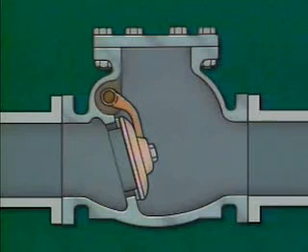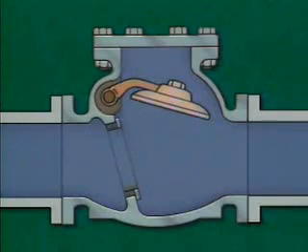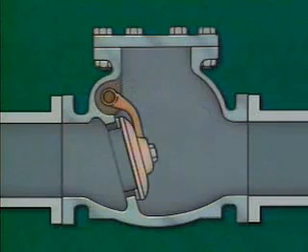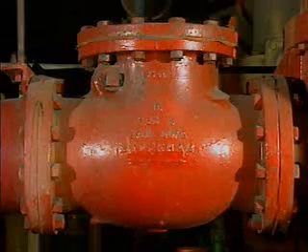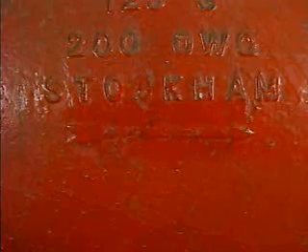A swing check valve, like other check valves, must be installed so that the direction of flow is under the disc. This disc position is necessary to allow fluid flow to raise the disc. It's also necessary because the disc depends, in part, on the force of gravity to pull it down onto the seat. The direction of flow for a check valve is often shown with an arrow cast into the outside of the valve body.